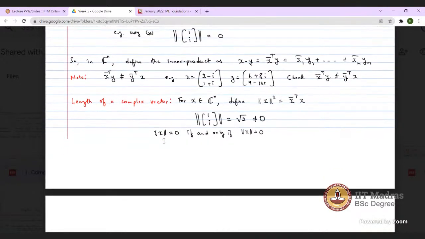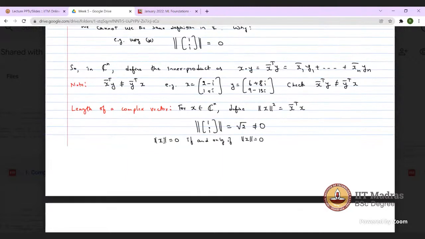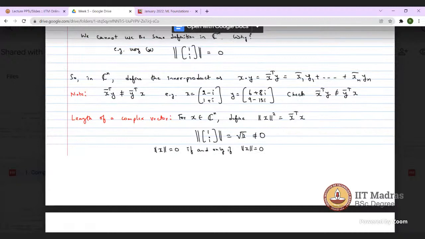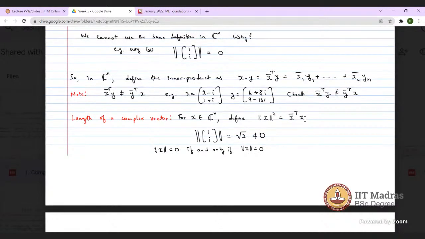Is it clear? Could you please repeat that question again, sir? In the real world, sir, x transpose x was giving the length. Yeah, x transpose into x gives the length. But here the conjugate transpose of x times x is giving the length squared. Yeah, correct. Okay, sir.